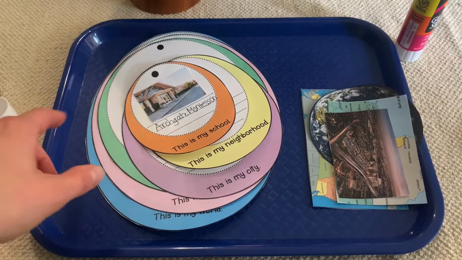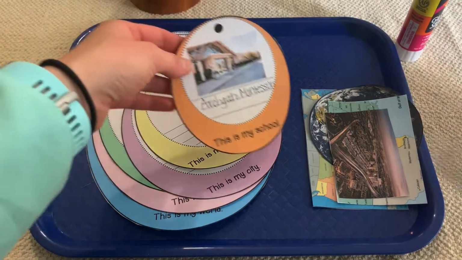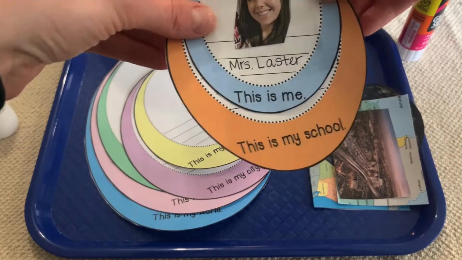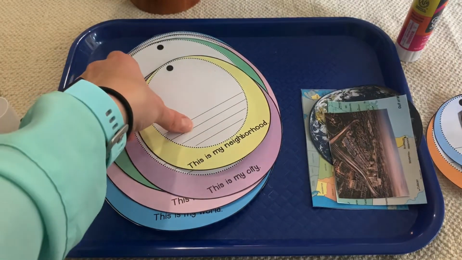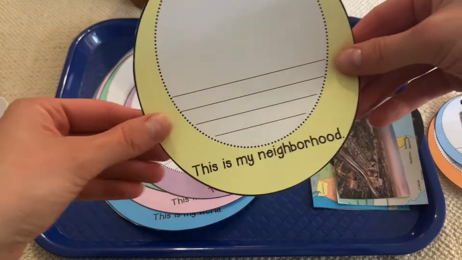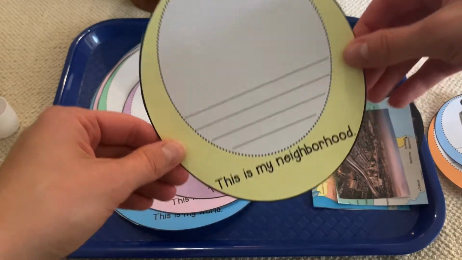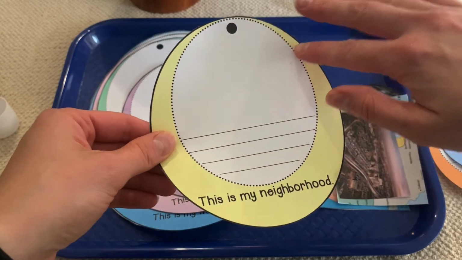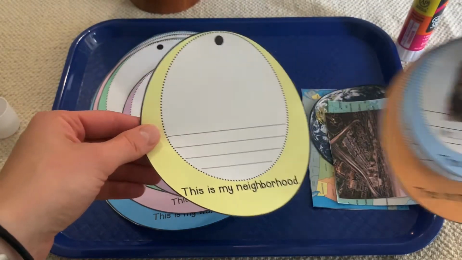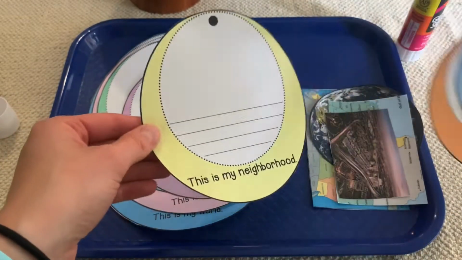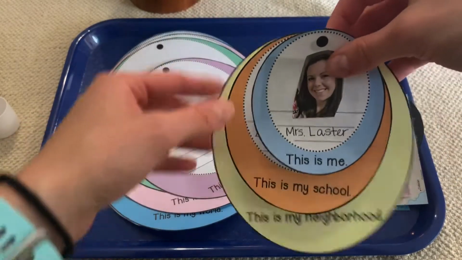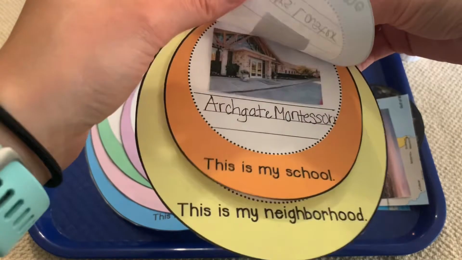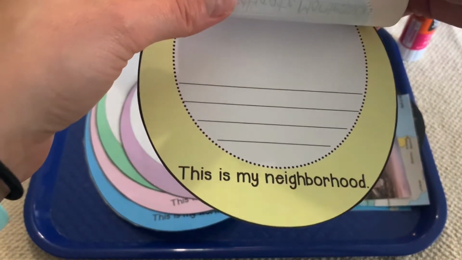If you don't have room, you can write it on both lines. Okay, so this is me, this is my school, this is my neighborhood. Now, we all live in different neighborhoods, so I couldn't send you a picture of your neighborhood, but what you can do here is draw your own picture and write the name of your neighborhood. Or if you like, you could write the name of your street, if you like that better. This is me, this is my school, this is my neighborhood.